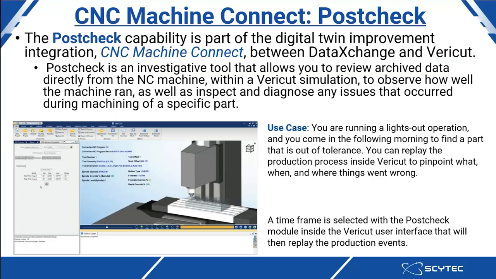PostCheck is one of 3 different modules inside of CNC Machine Connect, and PostCheck is an investigative tool that allows you to review archived data directly from the NC machine within a Vericut simulation to observe how well the machine ran, as well as inspect and diagnose any issues that occurred during machining of a specific part. If you look at that screenshot, a time frame is selected within the PostCheck module inside the Vericut user interface that will then replay the production events.